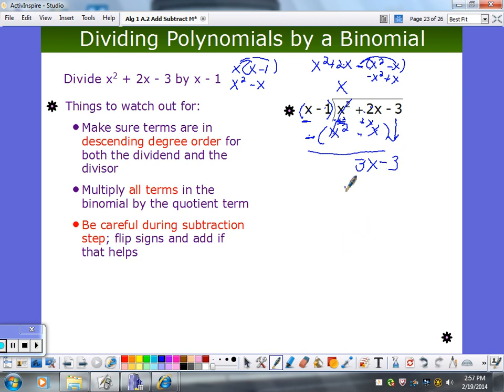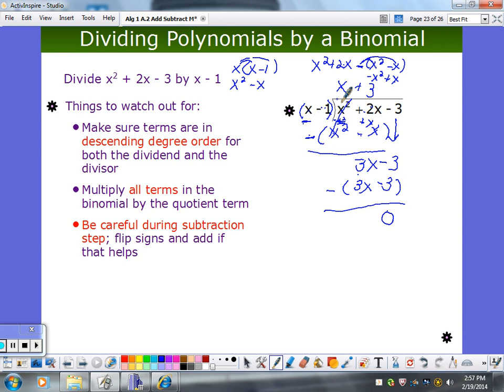Repeat. So you say, now I'm just looking at x. X times what gives me 3x? 3. Then I multiply that. 3 times x is 3x. 3 times negative 1 is negative 3, right? We're multiplying all the terms here. And then I do a subtract step. Now this one, look what I'm subtracting. Same thing. So what am I going to get? And there's my remainder. So when you multiply this in, this is what you get.